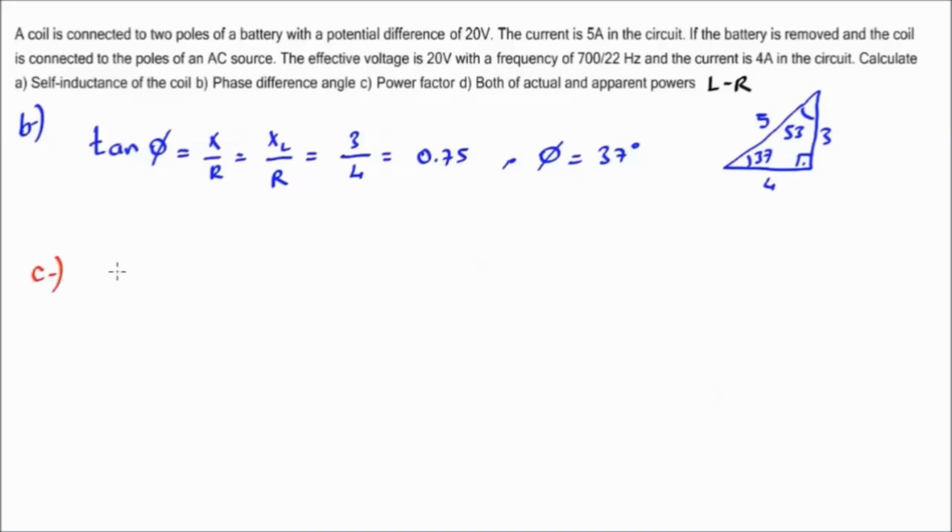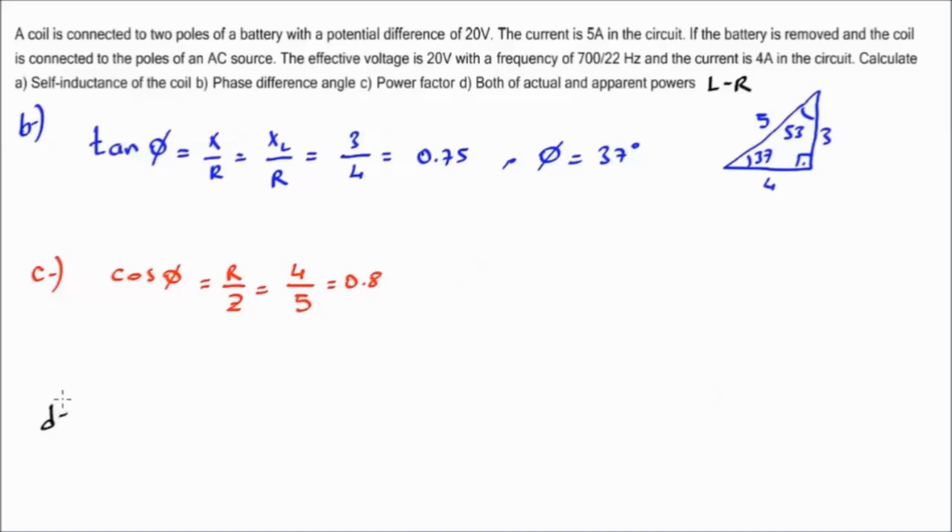C says power factor. Power factor means cosine phi. Cosine phi equals R over Z. R is equal 4, Z is equal 5, it's going to be 0.8.